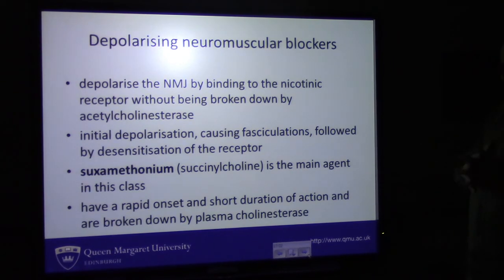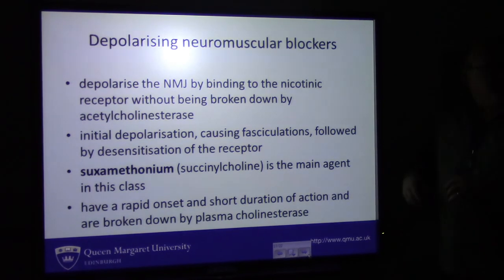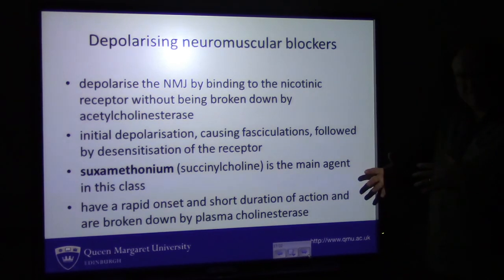That's the main agent in this class. These ones are good because, unlike the other class, the non-depolarising, these have a rapid onset and a short duration, which is kind of what you want. You want that level of fast onset, short offset, so that you can give it for an operation, it does its job, and then it stops working.